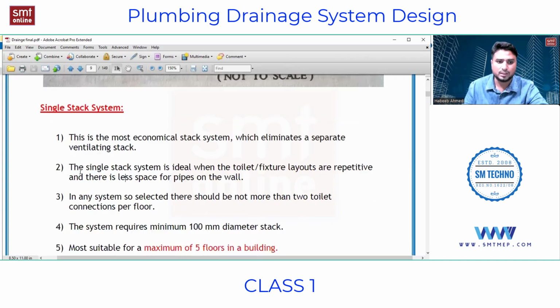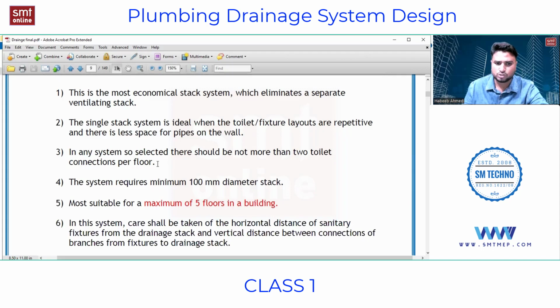That is why. Okay. The single stack system is ideal when the toilet or fixture layouts are repetitive and there is less space for the pipes on the wall. Now, this has been recommended or is suitable when the fixtures are repetitive on every floor, at the same location. And if the project is small, we don't have much space in the walls, then this is most suitable and it is very economical also. You can go with this.